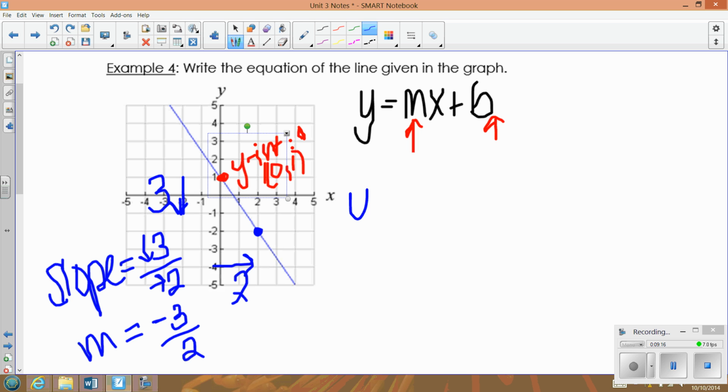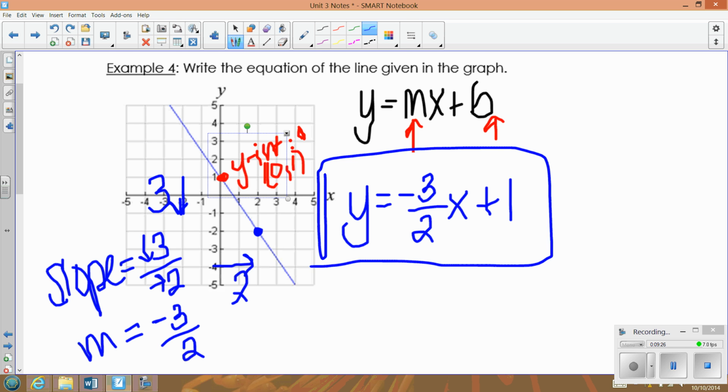So now we just plug these things in. So slope is -3 over 2. And then my y-intercept was a +1. So that's it.